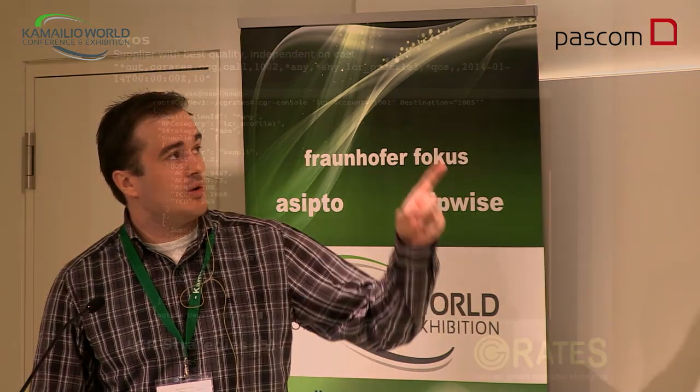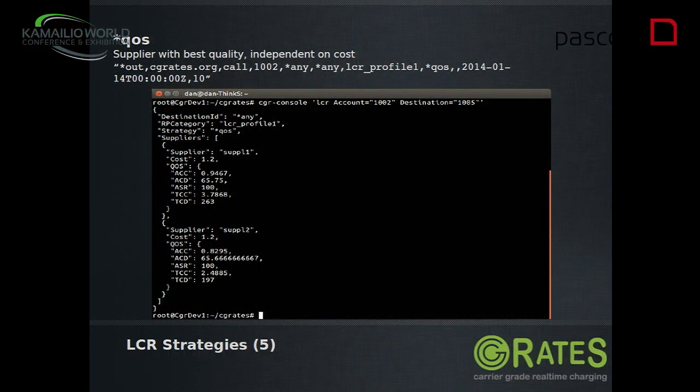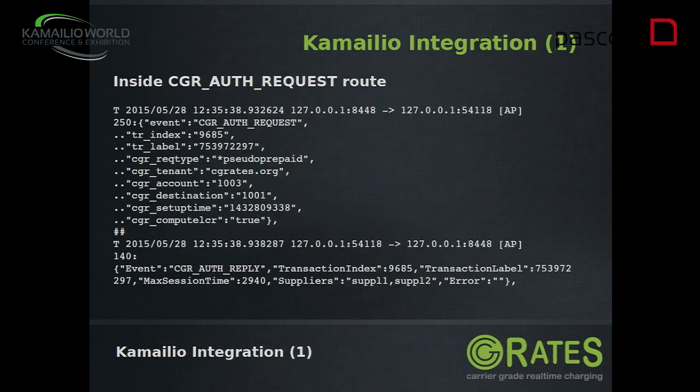The last strategy is purely QoS. If you have something like retail traffic, you will be interested not in the price, but in the quality. So the system will automatically, as you see here, there are no parameters, order your suppliers based on quality. The first thing we check, I think, is ASR. If ASR is the same for 2 different suppliers, it will go checking ACD and so on, and take further decisions on that. So this is strictly based on QoS.